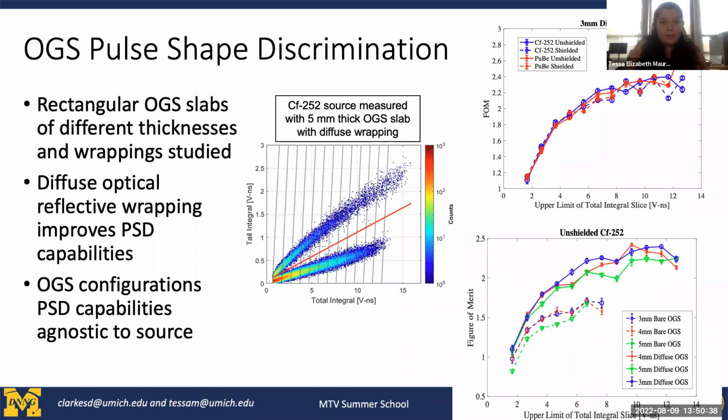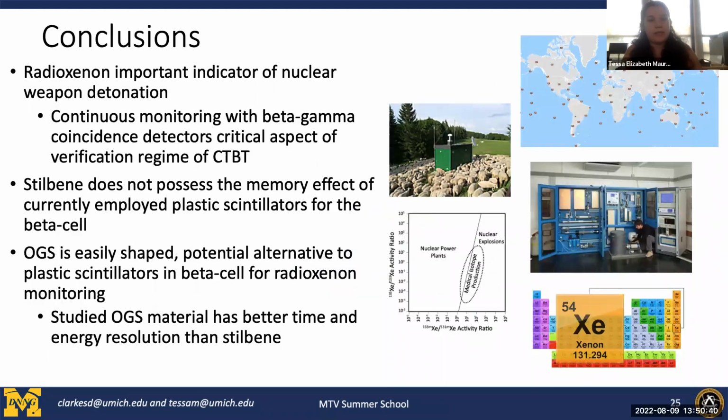And so just kind of getting into more of the conclusions of this presentation. Radioxenon is really important because it's a very good indicator of nuclear weapon detonation, and specifically underground nuclear weapon detonation, because of the noble gas and inert nature of radioxenon. Right now it's achieved with continuous monitoring with beta gamma coincidence detectors, and that's a really important part of the verification regime outlined by the CTBT.